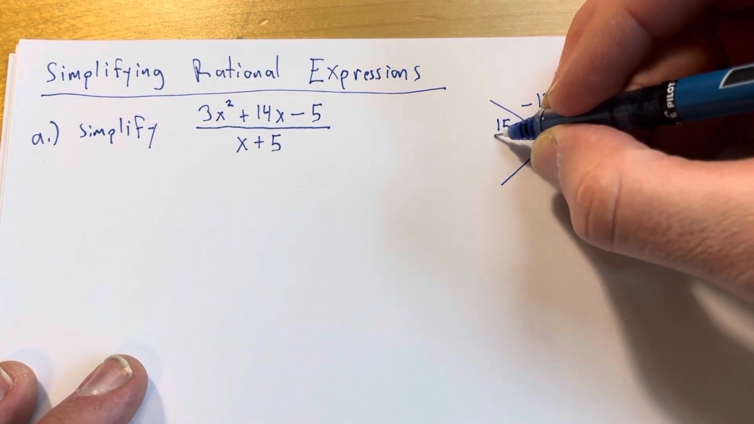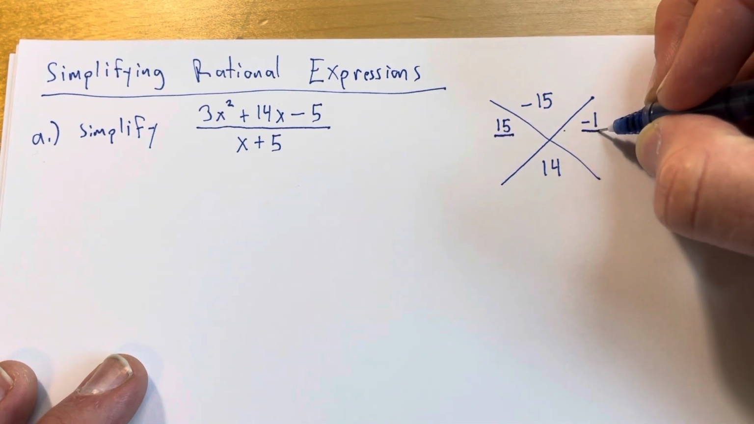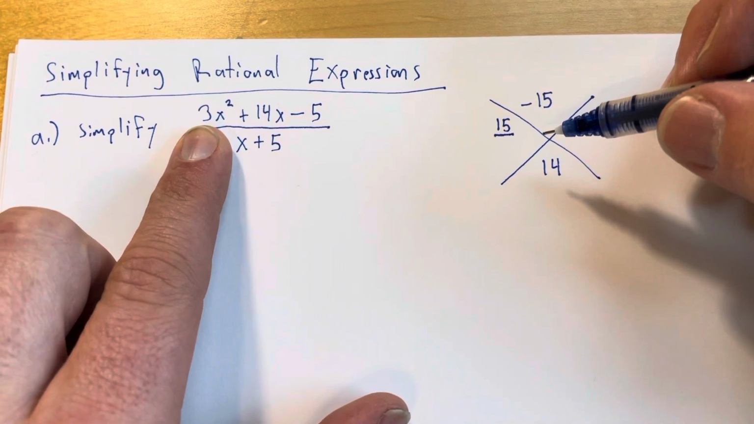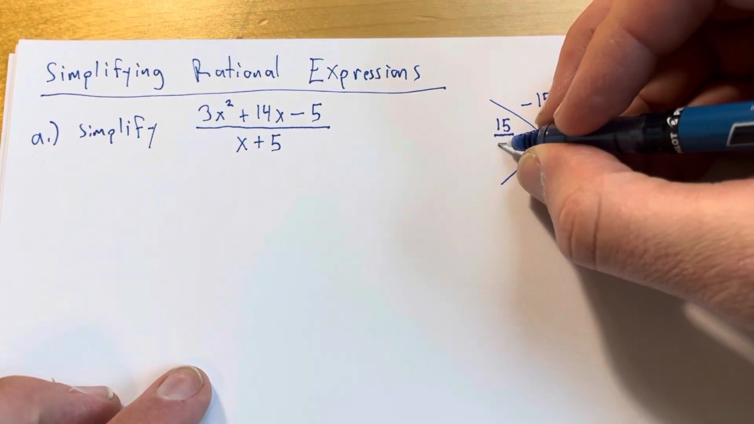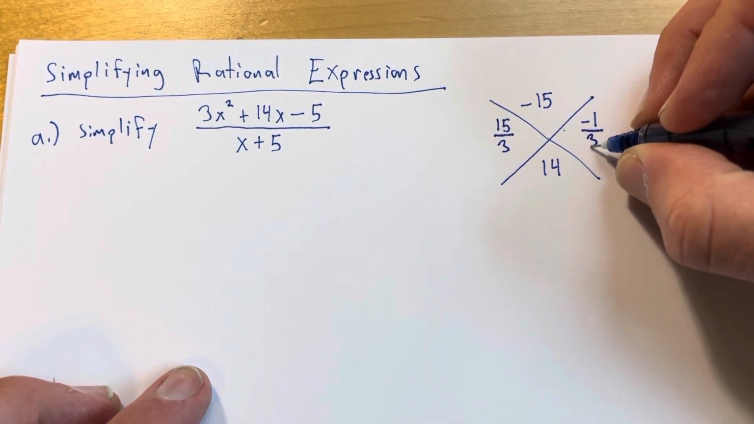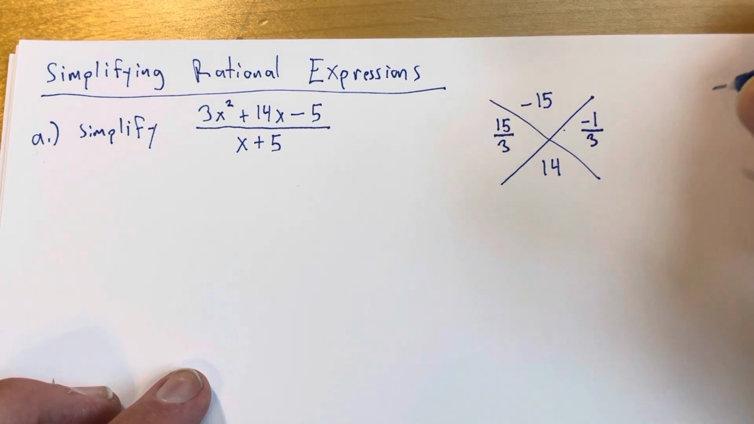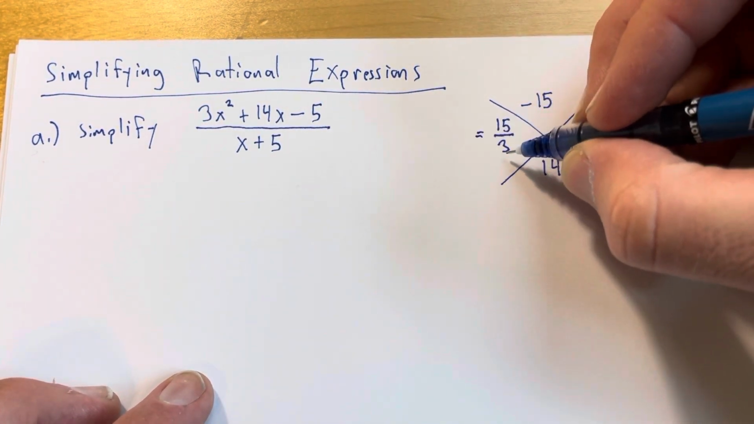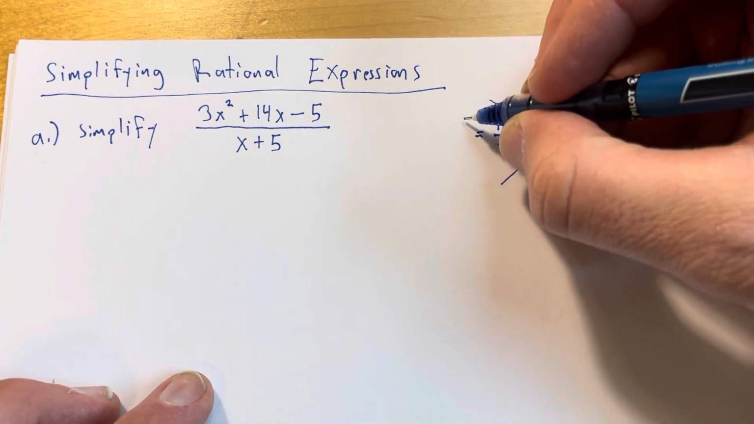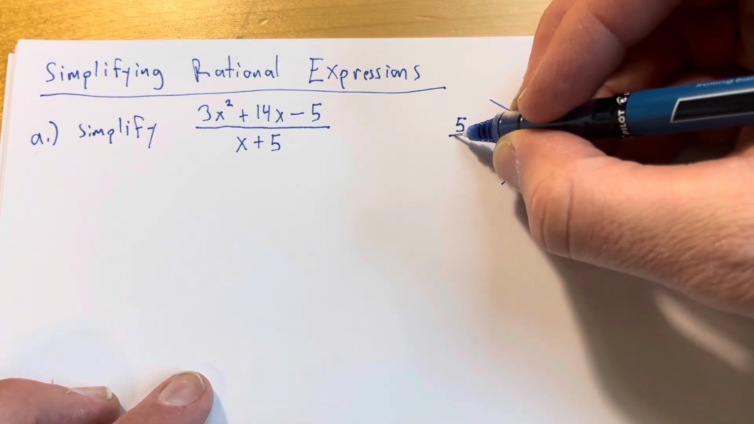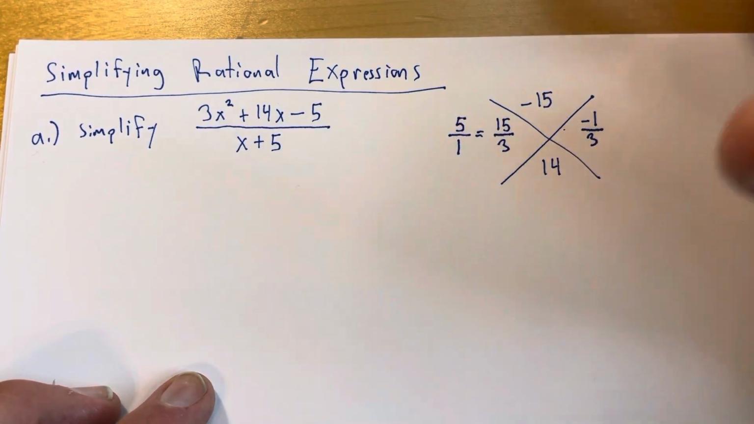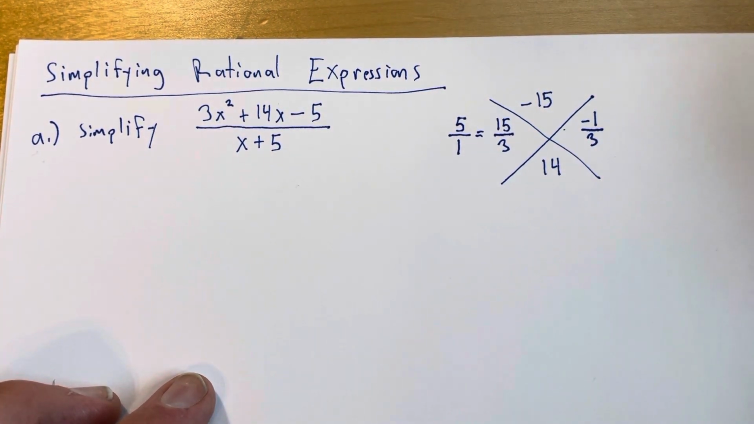So what I'm going to do is take both of these numbers and put them over the leading coefficient of my quadratic, so 3, creating these fractions. If either fraction can be simplified, you simplify it. So 15 thirds is the same thing as 5. However, I want to keep it in the form of a fraction, so I'm going to write 5 over 1. Negative 1/3 can't be simplified. That's as good as it's going to get.